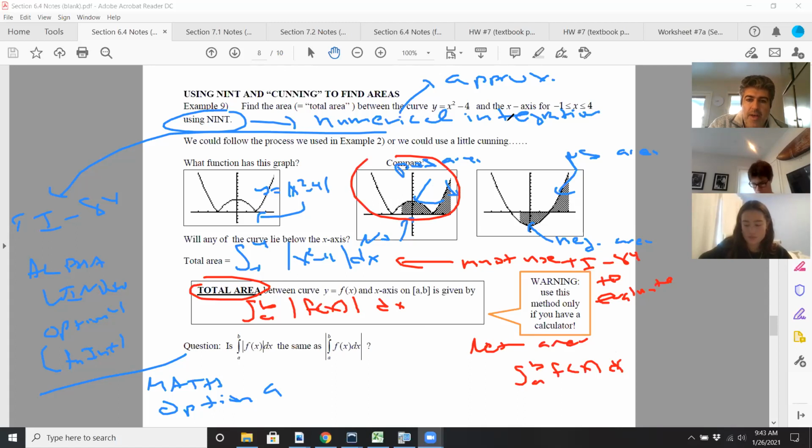Oh, great question. How do you write absolute value? Same place. You go to alpha, window, and you should see a function called abs. So I think it's the first option.